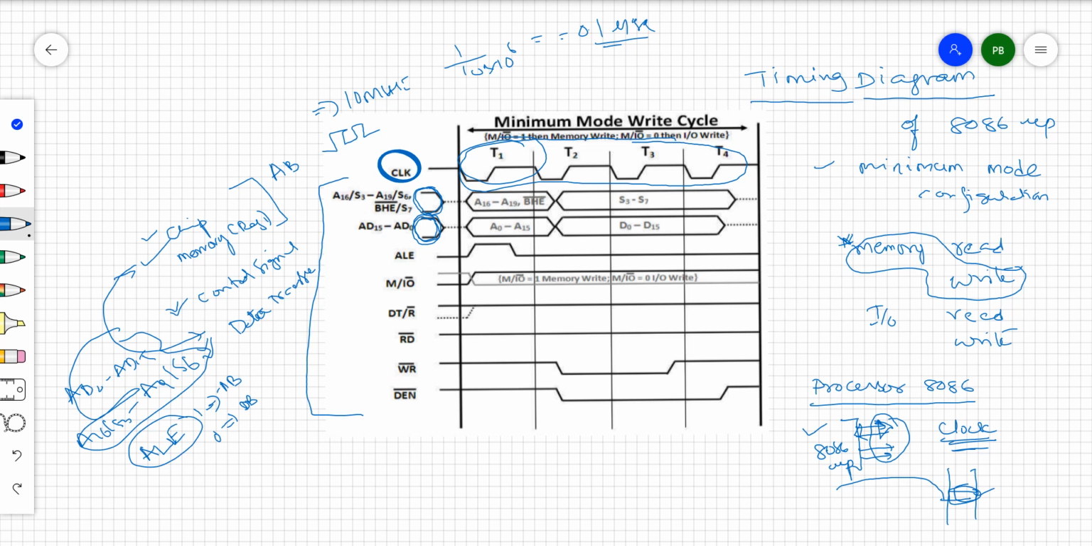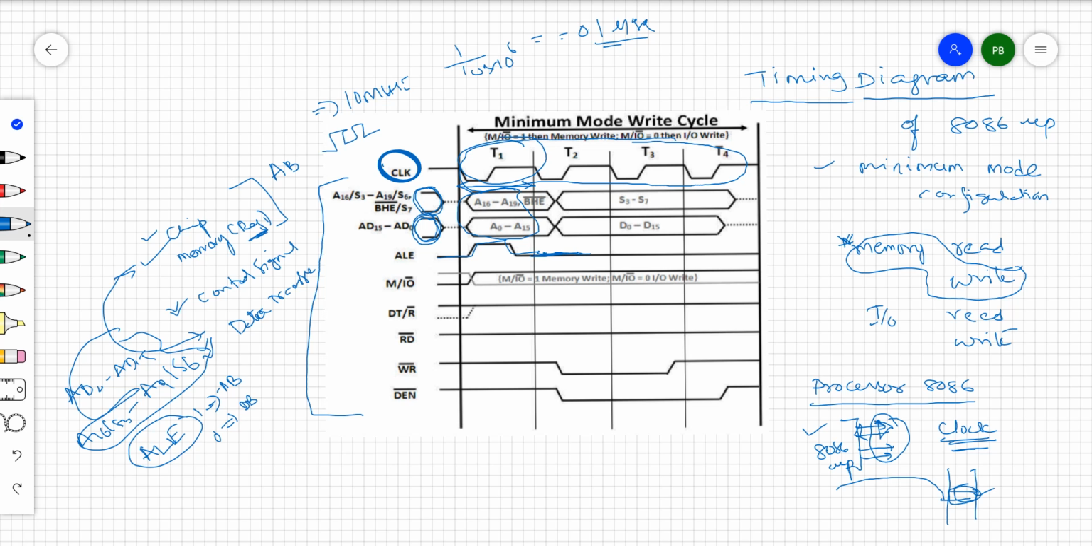So during this particular T1 state, during this particular time period, ALE is going to be high by the processor. During that time, these 20 pins are used to carry the address. That means, by the end of the first T state, it is going to select the chip as well as the register location. After the T1 state, ALE is going to become 0.